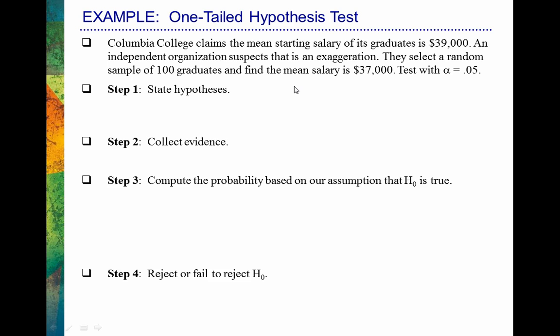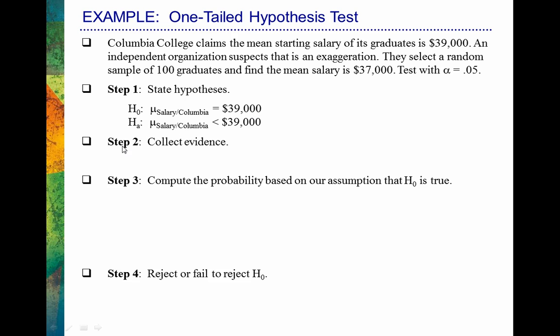So let's set up our hypotheses. Remember, we always have two competing hypotheses, a null hypothesis and an alternative hypothesis. Our null hypothesis is stating that the population mean salary for those Columbia students is $39,000. The competing hypothesis, or alternative hypothesis, is that the population mean salary for those Columbia students is less than $39,000. So this alternative is saying the population mean is less than what is being claimed, $39,000.